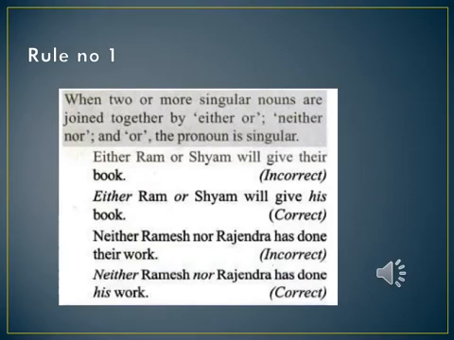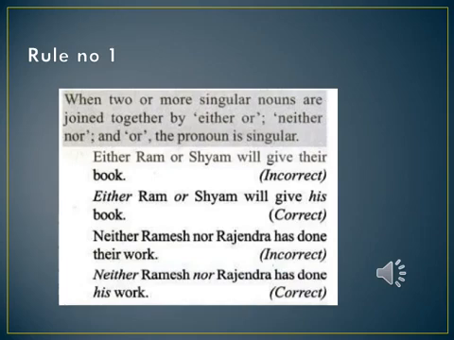When two or more singular nouns are joined together by either or, neither nor, and or, the pronoun is singular. Either Ram or Shyam will give their book. Either Ram or Shyam will give his book. So what is correct here? Either Ram or Shyam will give his book.